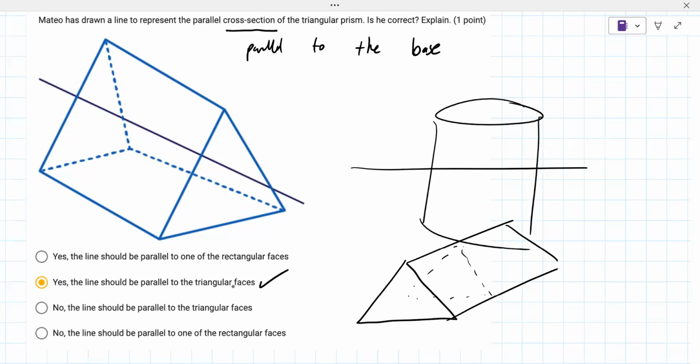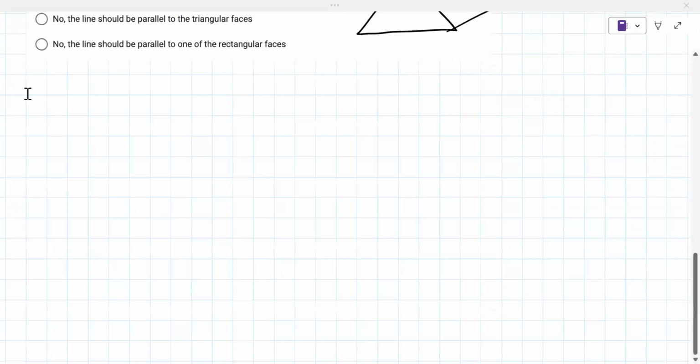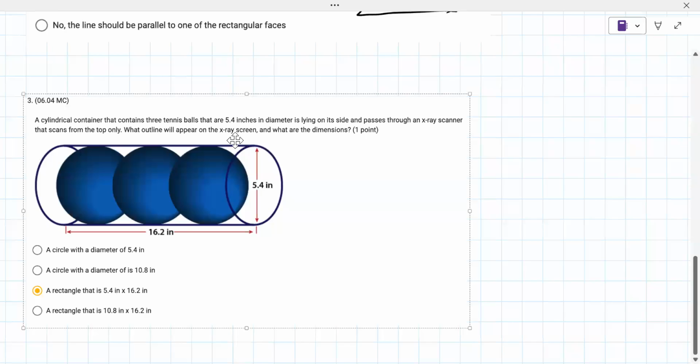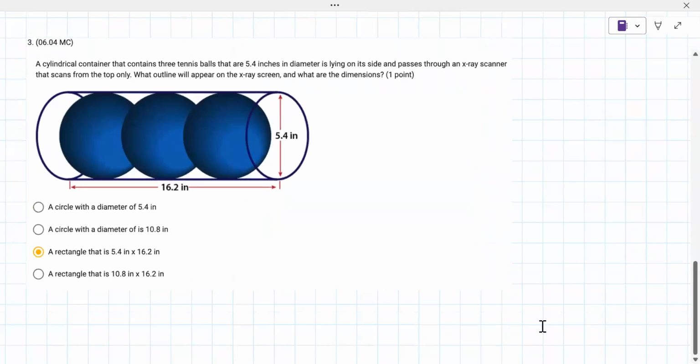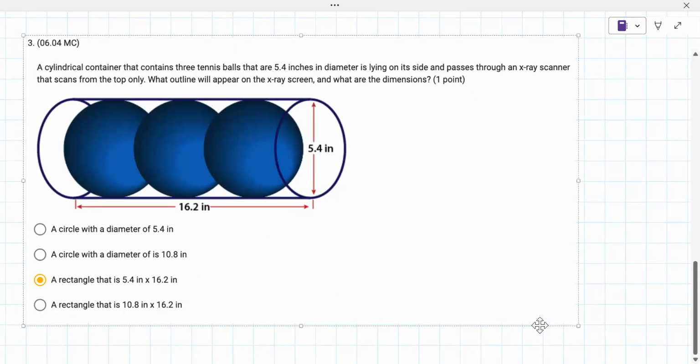All right. Let me put the next one here. So here's number. All right, so the next question's in the chat. Okay, let's take a look here. Cylindrical containers. This is like a tennis tube with tennis balls. Oh, that's what it says.